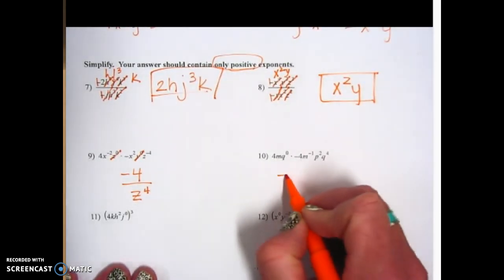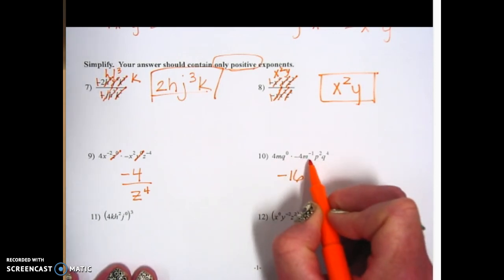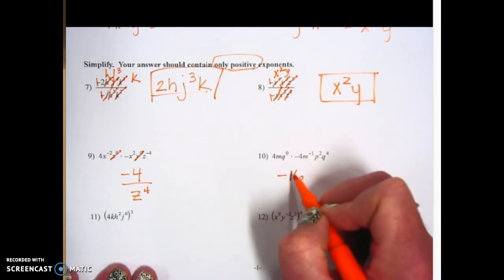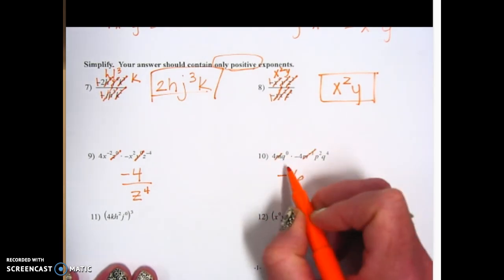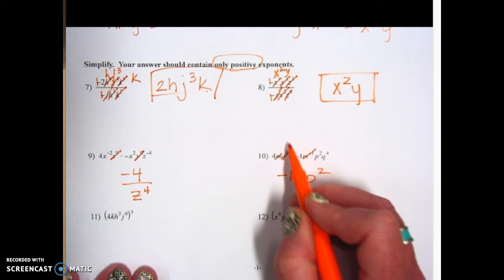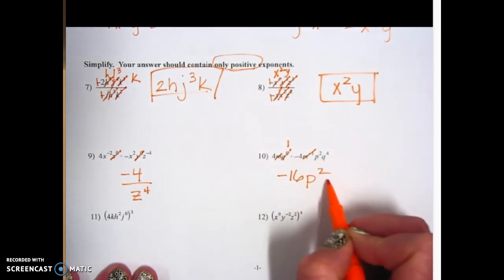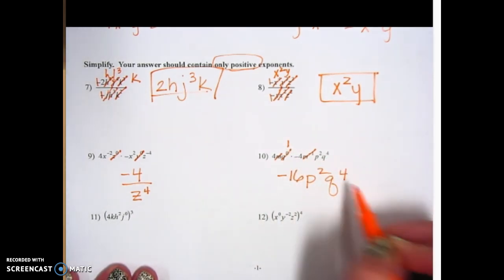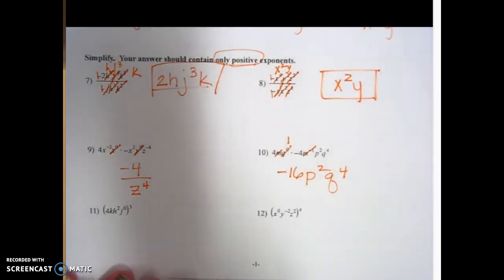4 times -4 is -16. M to the first and m to the -1st combine to get m to the 0. So that's 1. Okay, those cancel. P to the second stays. P to the 0 becomes 1. Q to the fourth stays. So number 10 is -16 p squared q to the fourth.